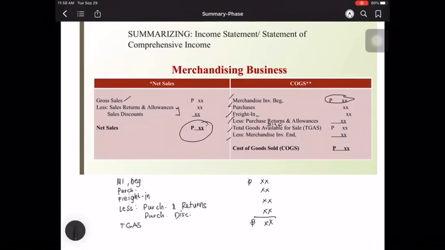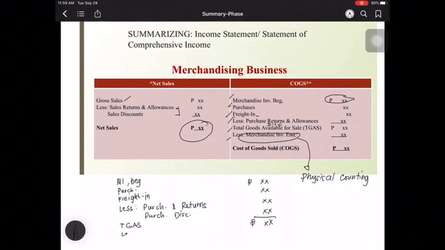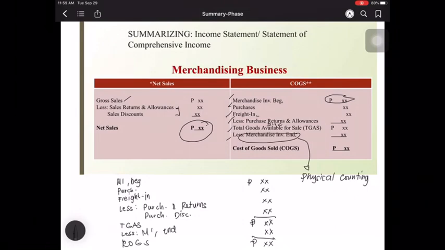And then we learned in FABM1 that under the periodic inventory method, the merchandise inventory end is determined through physical counting. The business will conduct a periodic physical counting of the remaining inventories that they are going to sell. So after computing the total goods available for sale, we may now deduct the amount of inventory that was physically counted at the end of a particular period. Minus that merchandise inventory, we will be able to compute your cost of goods sold. I should say you have to memorize this formula in computing the cost of goods sold, because this is very important, especially if the business applies the periodic inventory method in its accounting process.